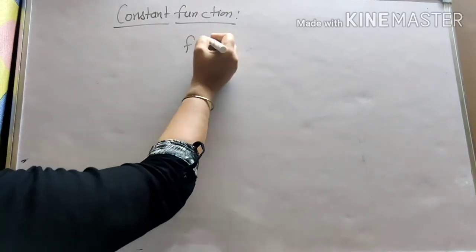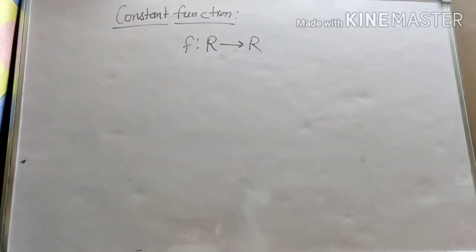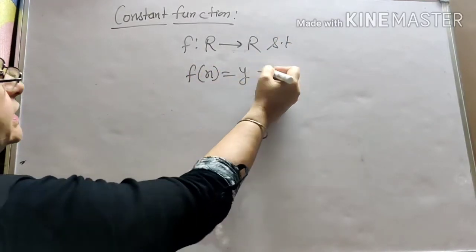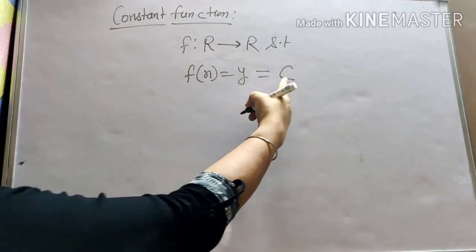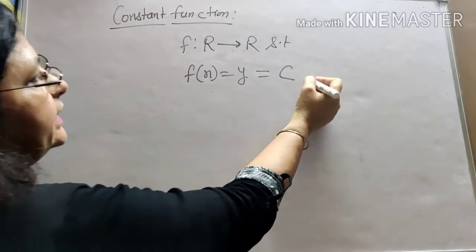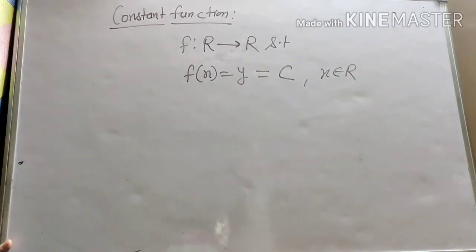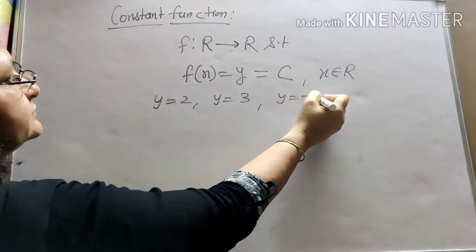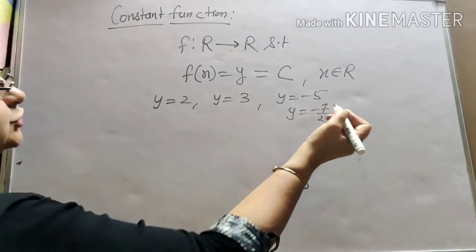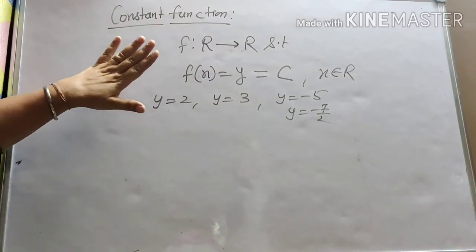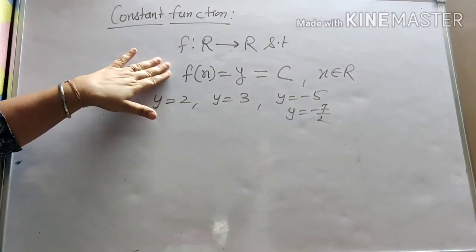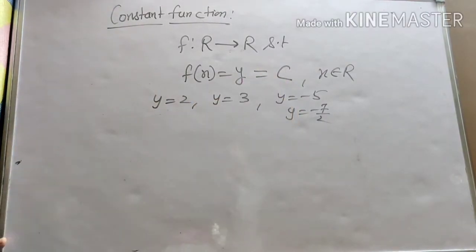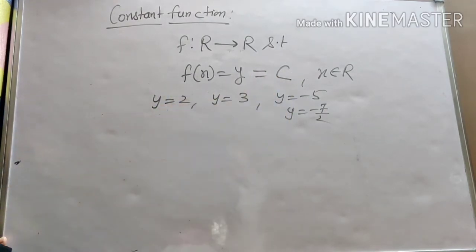If a function is from real to real, such that f(x), or we can say y, is equal to c, where c is some constant and x belongs to R. For example, y equal to 2, y equal to 3, y equal to minus 5, y equal to minus 7 by 2, and so on. So this function is called a constant function. y equal to c is called a constant function where x belongs to R.